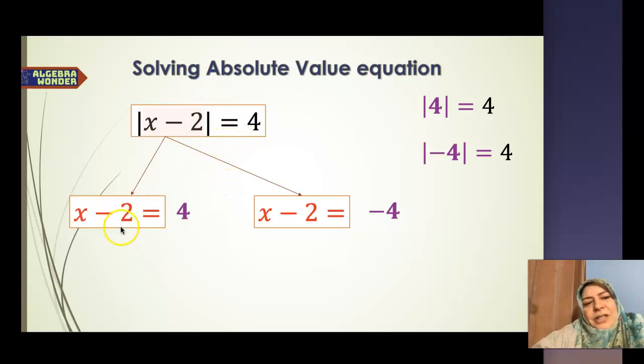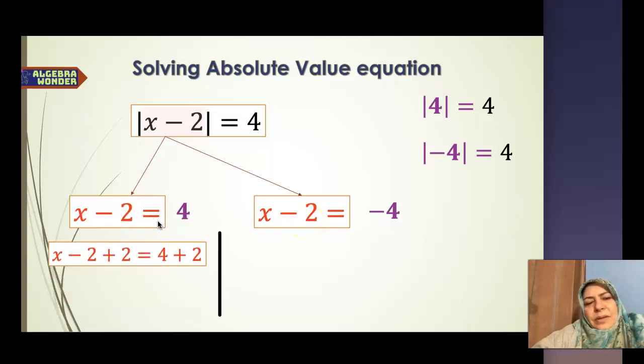Okay? So you can just do it this way. To solve an absolute value equation, just make your two branches. The quantity inside can be equal to positive 4. The quantity inside the absolute value can be equal to negative 4. And then just solve for x. Add 2. And then you get x equals 6 because 4 plus 2 is 6.